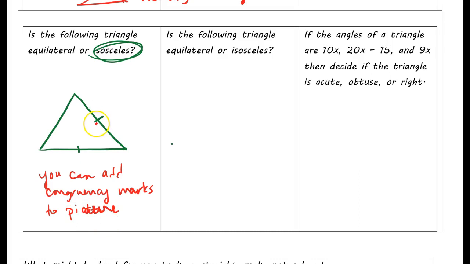So if I know that these two are equal, remember the opposite angles, so go across the triangle. These are also equal, so I'm going to label those. So I know I added them, but it's okay to add them if they tell you that those are there, because that's just the rule or the definition, okay? Is the following triangle equilateral or isosceles? So let's pretend that somebody gives you this.